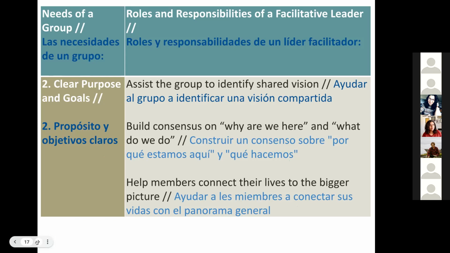That can happen through having people ask each other questions, interview each other, and then writing down themes, or talking about the themes they heard, and then the facilitator can help to bring those things all together and reflect that back to the group.